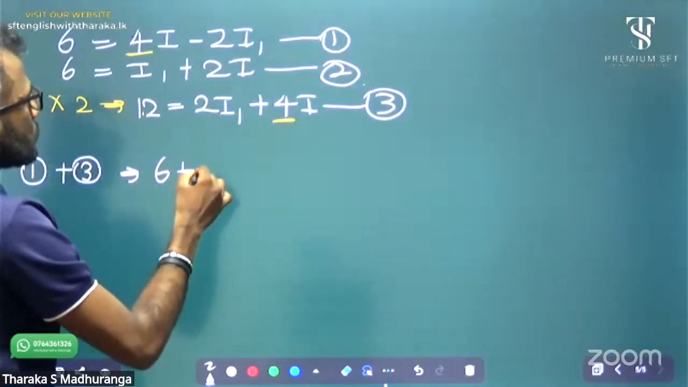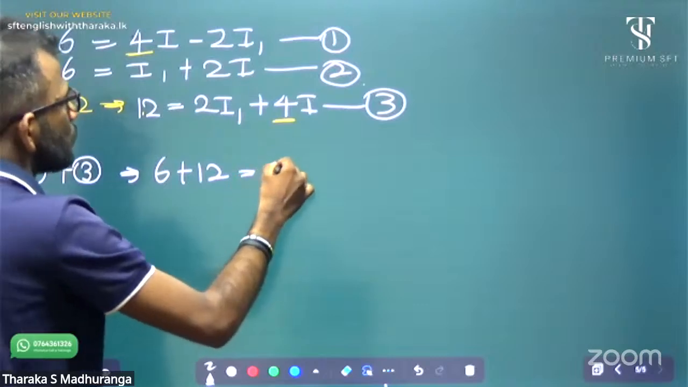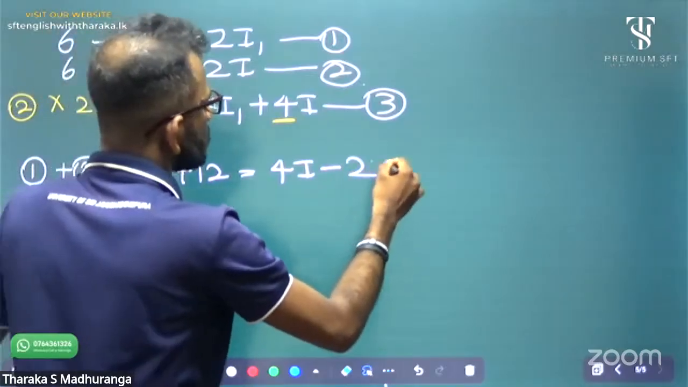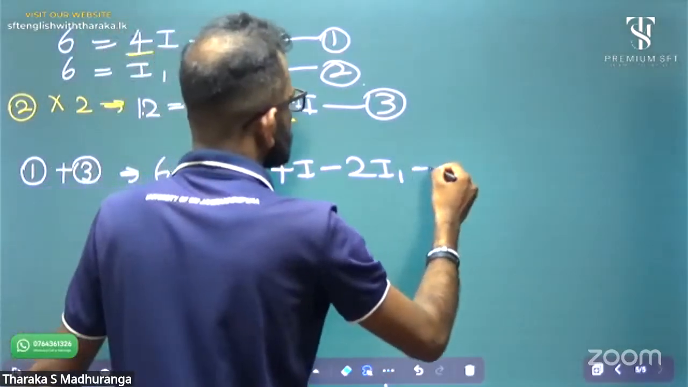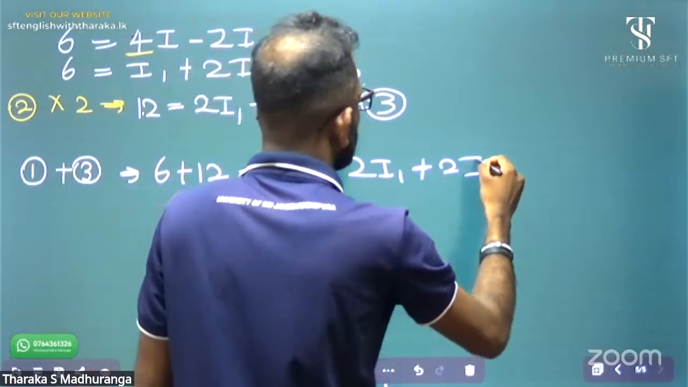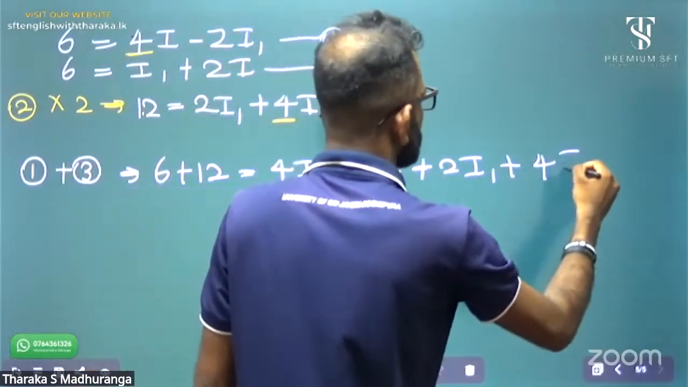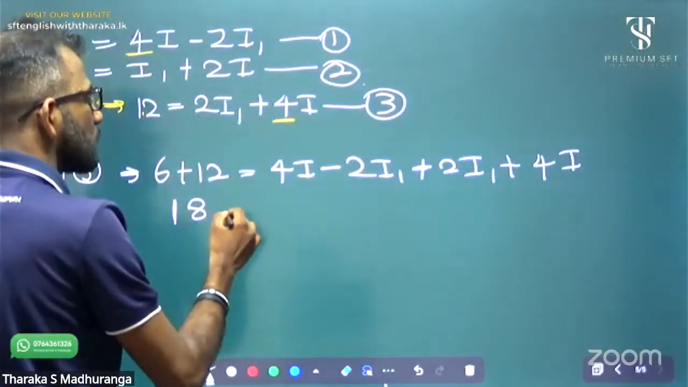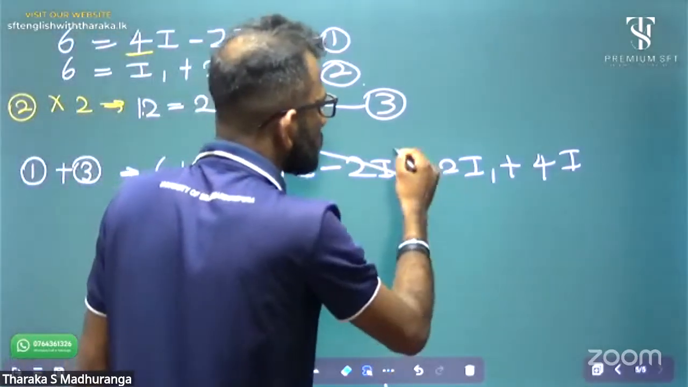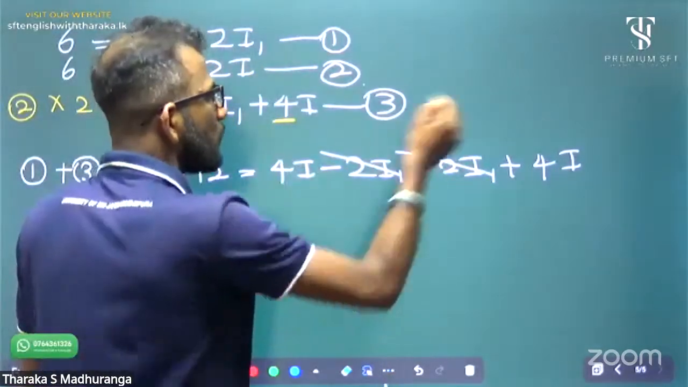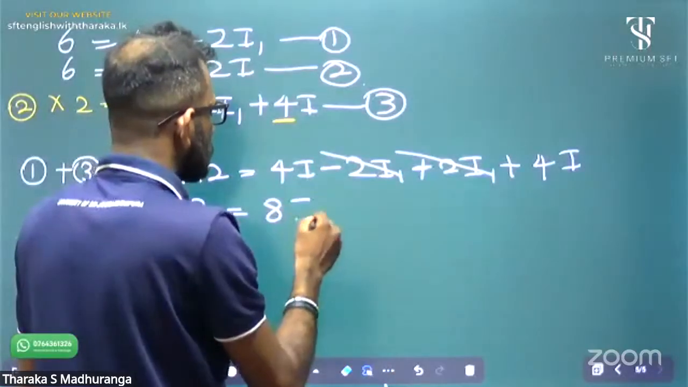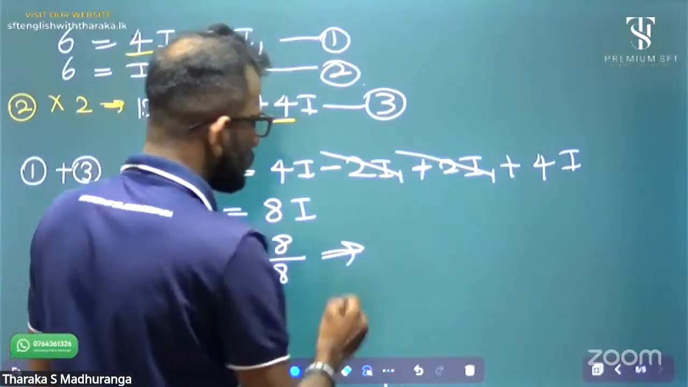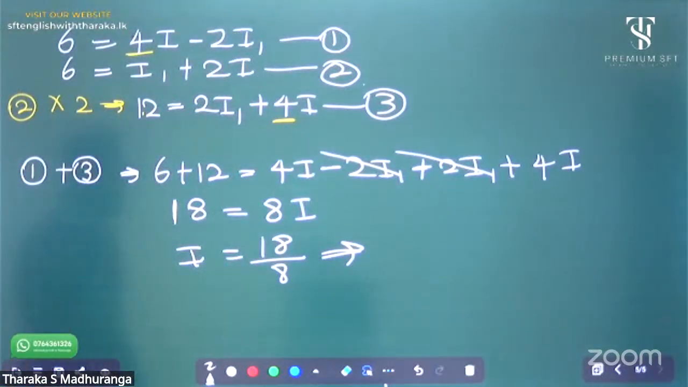6 plus 12 equal 4I minus 2I1 plus 2I1 plus 4I. 6 plus 12, 18 equal; minus 2I1 and plus 2I1 cancel out. 4I plus 4I, it is 8I. Then I equal 18 over 8. Can you send your answer? 18 over 8, 2.25.